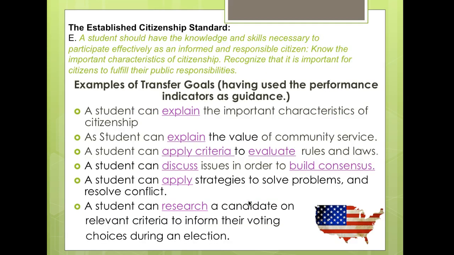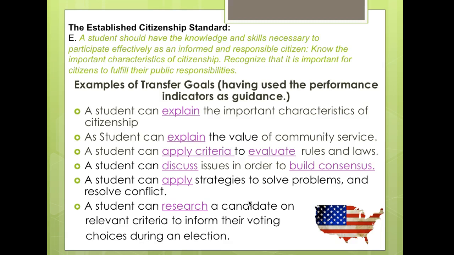So here's our standard again. A student should have the knowledge and skills necessary to participate effectively as an informed and responsible citizen. Know the important characteristics of citizenship. Recognize that it's important for citizens to fulfill their public responsibilities. Still our big, giant standard. Now you've unpacked them and the performance indicators, and we have created transfer goals using the performance indicators as guidance. I want you to notice the kind of verbs that are used.